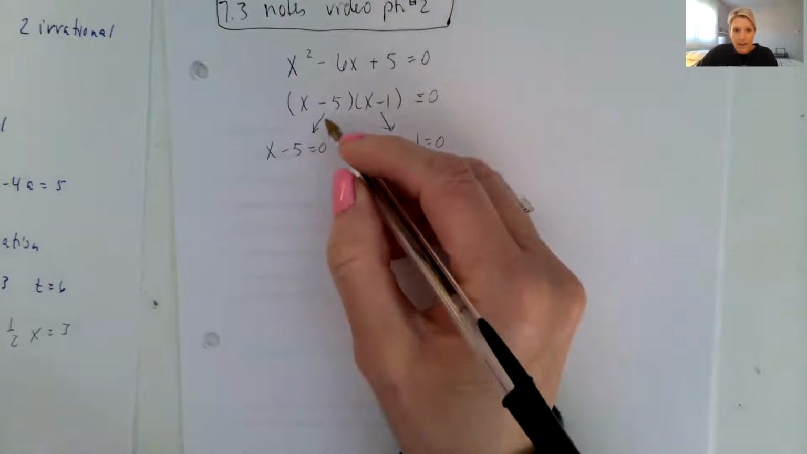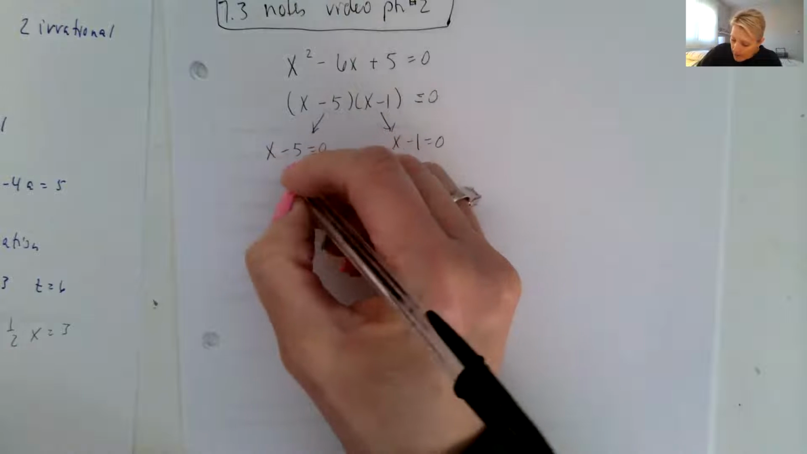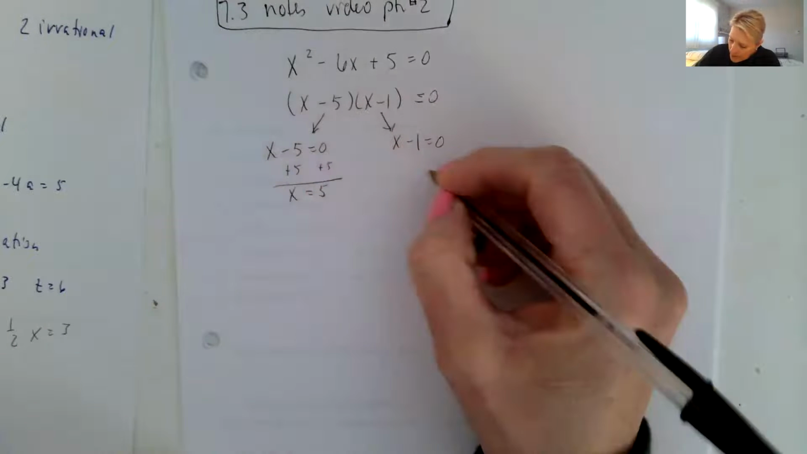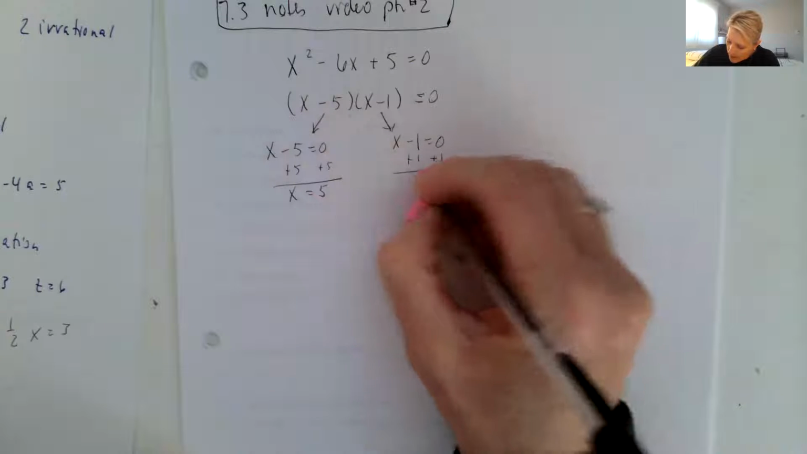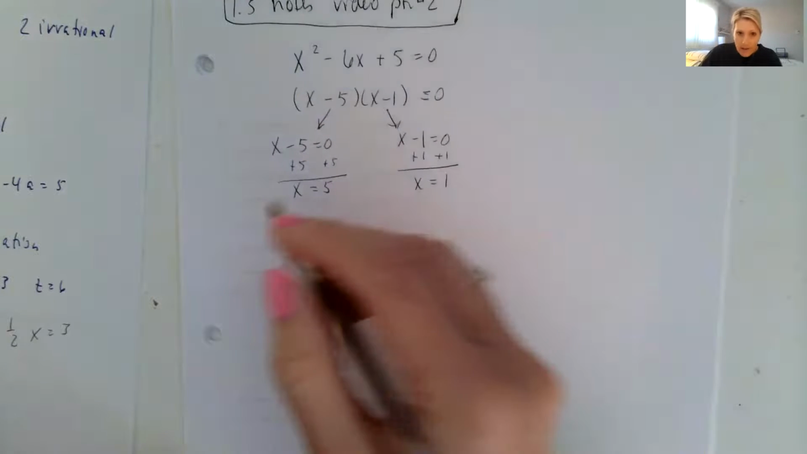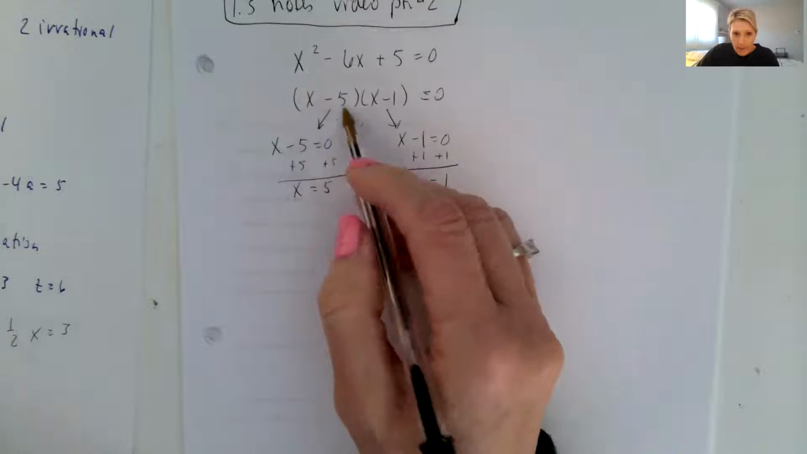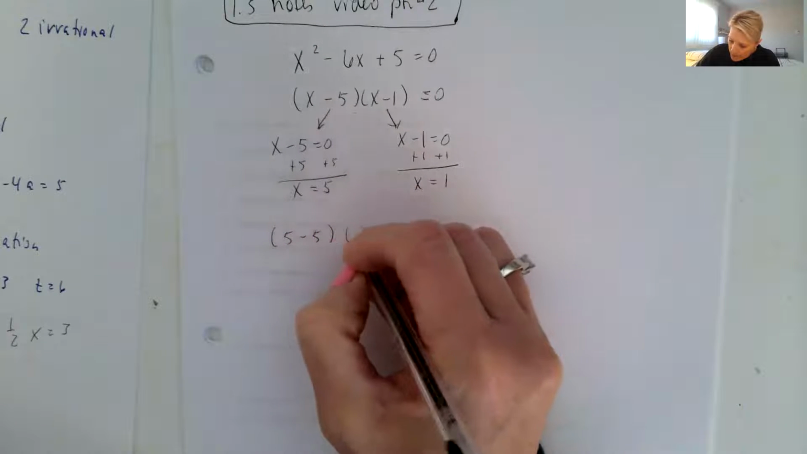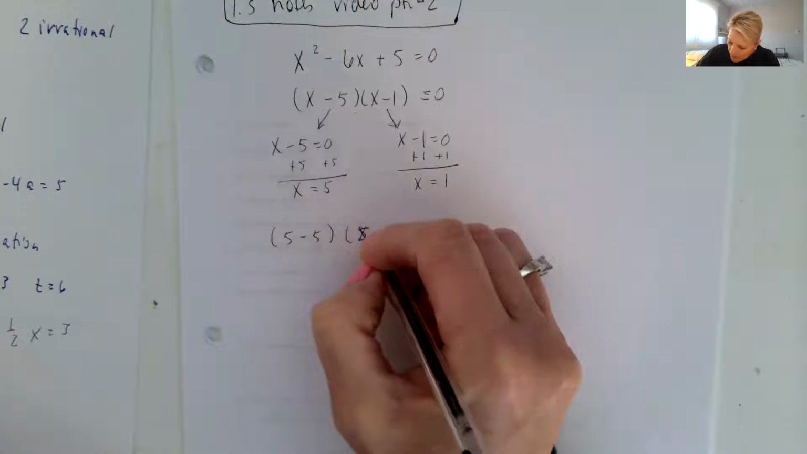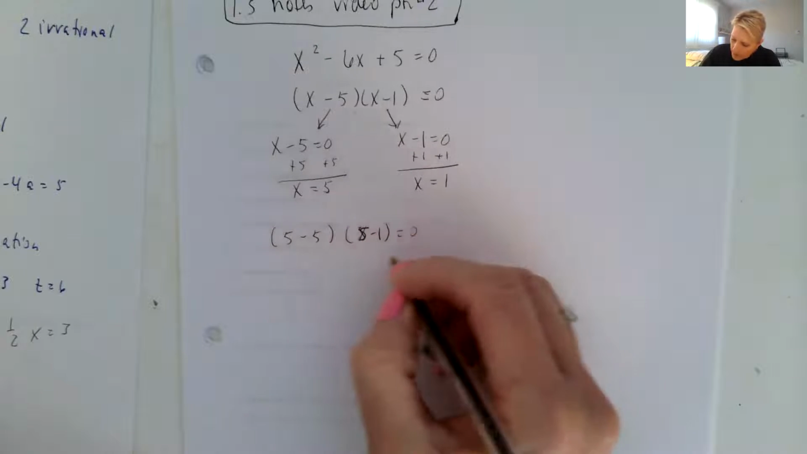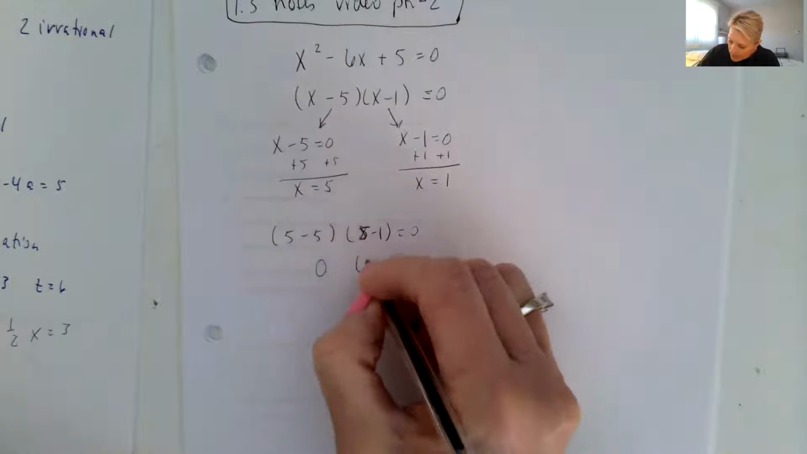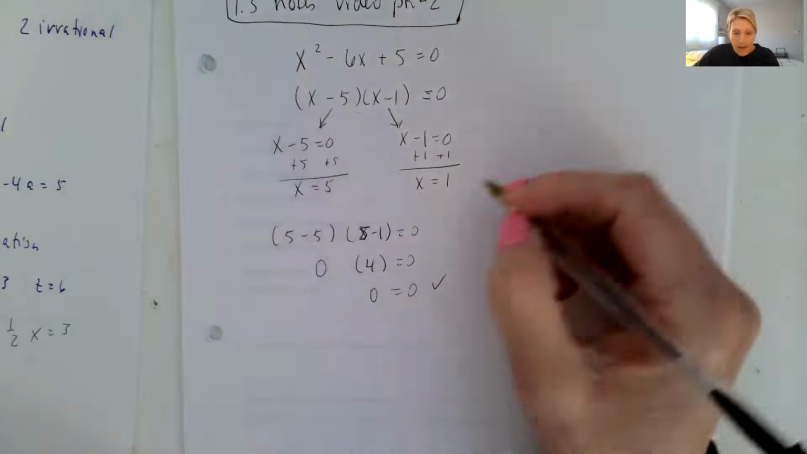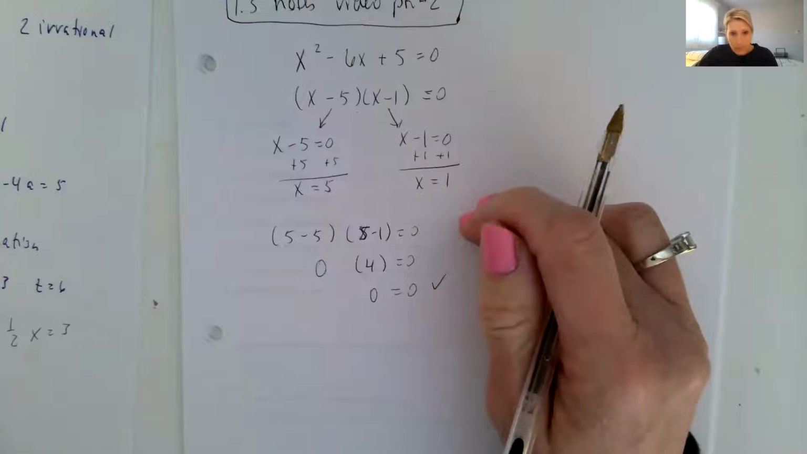And so I'm going to see if I make this x minus 5 equal to 0, I can add 5 to both sides and I get x equals 5. And over here, I can add 1 to both sides and I get x equals 1. So that means if I put 5 into this first binomial, I will have 5 minus 5 times 5 minus 1 equals 0. And 5 minus 5 is 0 times 4 equals 0. And yes, 0 equals 0. And I can likewise do the same thing over here.